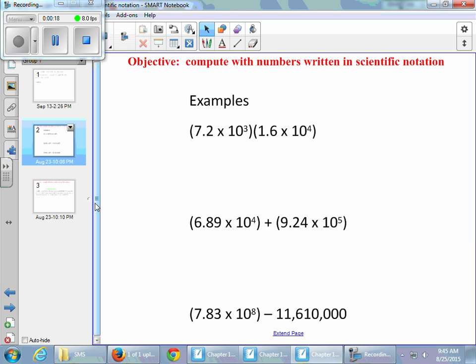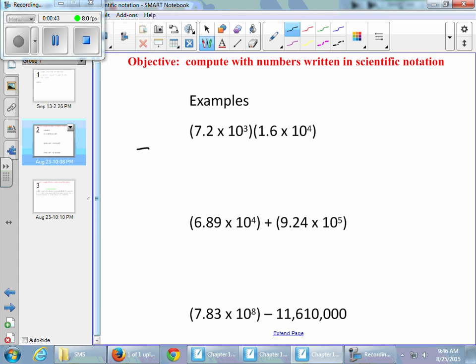Okay, as our objective is computing with numbers written in scientific notation. As you see, we have 7.2 times 10 to the third in parentheses and 1.6 times 10 to the fourth in parentheses. We have two parentheses next to each other like that. That means you are multiplying. Here's what we do when we have scientific notation in the parentheses. We're multiplying. We're going to take them out.